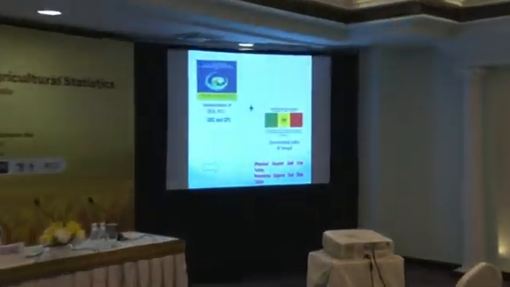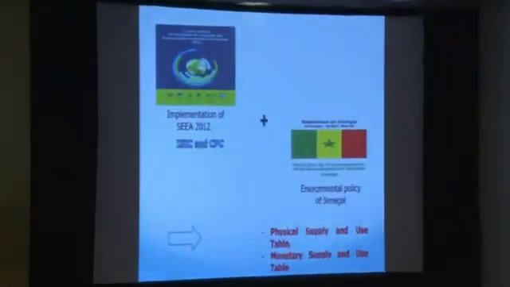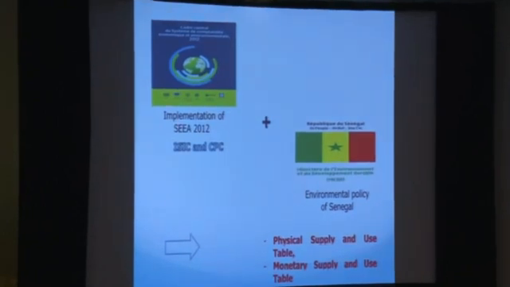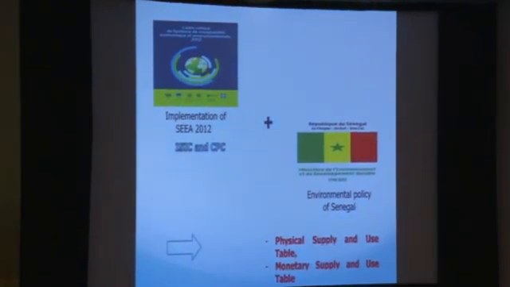So how Senegal has compiled this data. They have used the implementation of SEEA 2012 using ISIC and CPC, ISIC for industry and CPC for product. Also, they combine it with the national environmental policy in Senegal. For the combination of these two parts, the country has compiled the physical supply and use table and the monetary supply and use table.